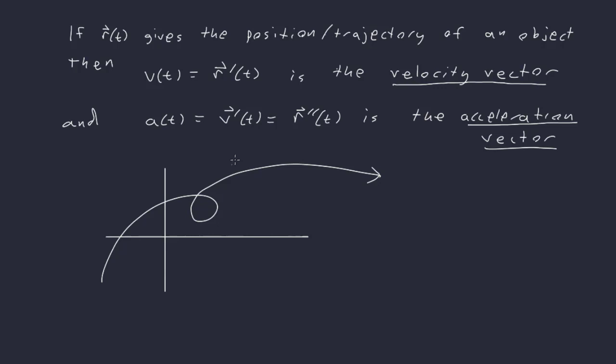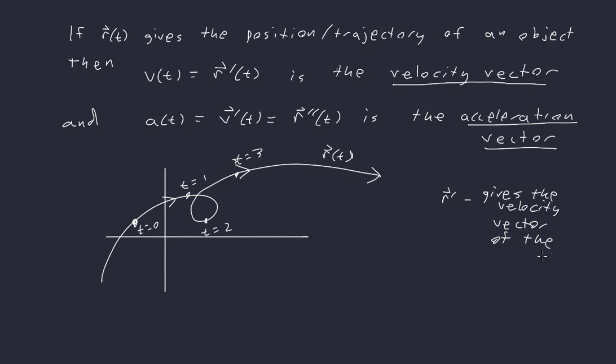So what that means is, say here's your r of t. This gives us the position at time t, right? So say maybe at t equals 0 we're here, t equals 1 we're here, at 2 we're here, at 3 we're here. r prime gives us the velocity vector of the object at each time.